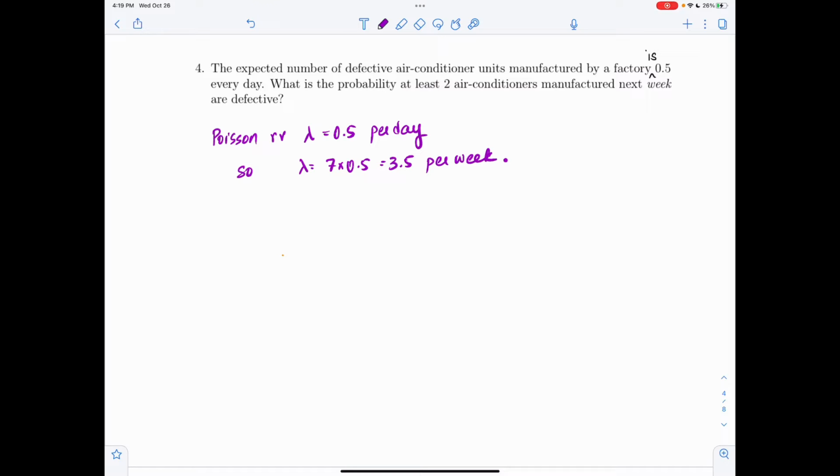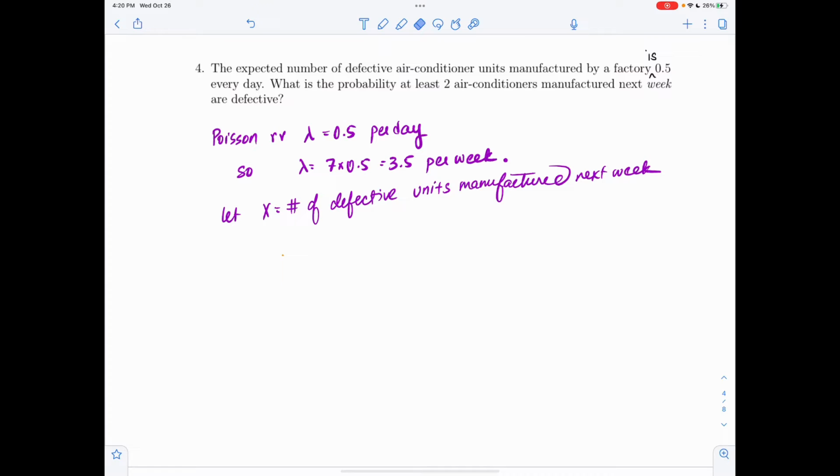Okay, so now what do we have? Let x be the number of defective units next week. Then we want the probability of x is bigger than or equal to 2.